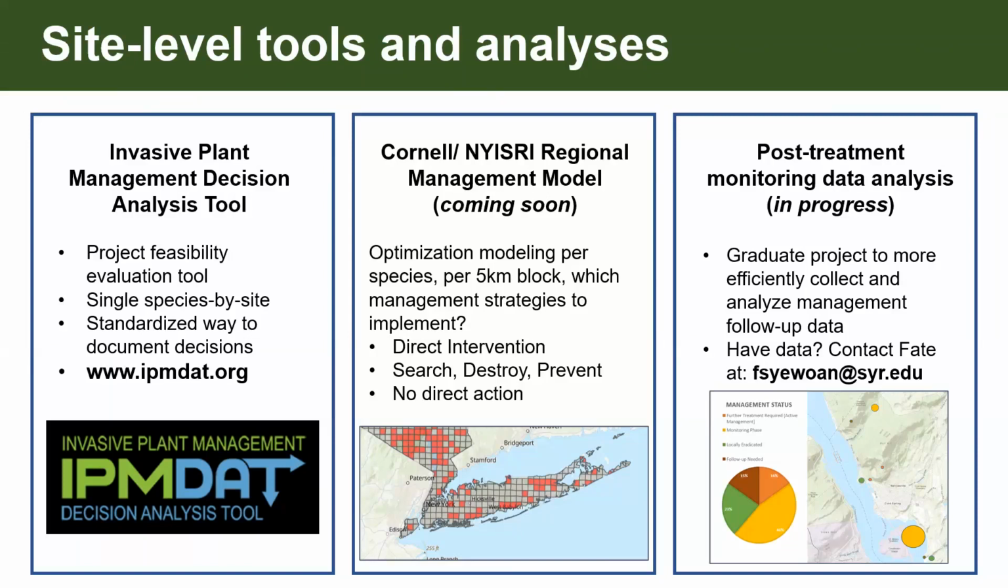And then Cornell and the New York Invasive Species Research Institute have been working on a regional management model that should be coming out this summer. This is an optimization modeling project. It looks at per species, per 5-kilometer block. So it's looking at a regional level, which management strategies someone should be implementing, based on these 3 different options.